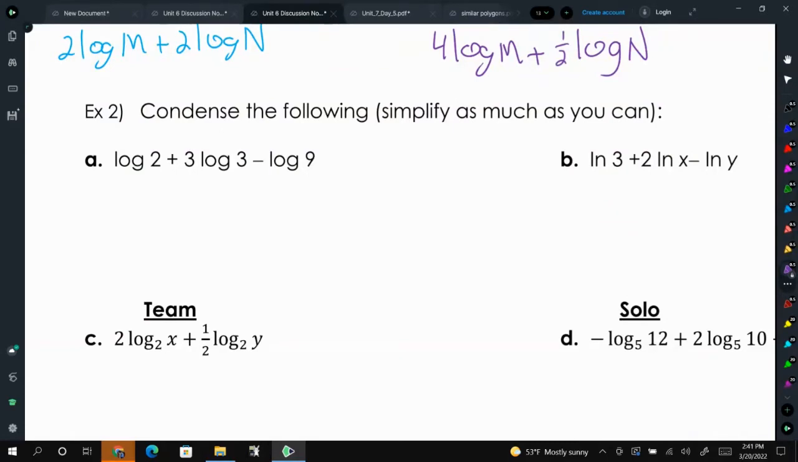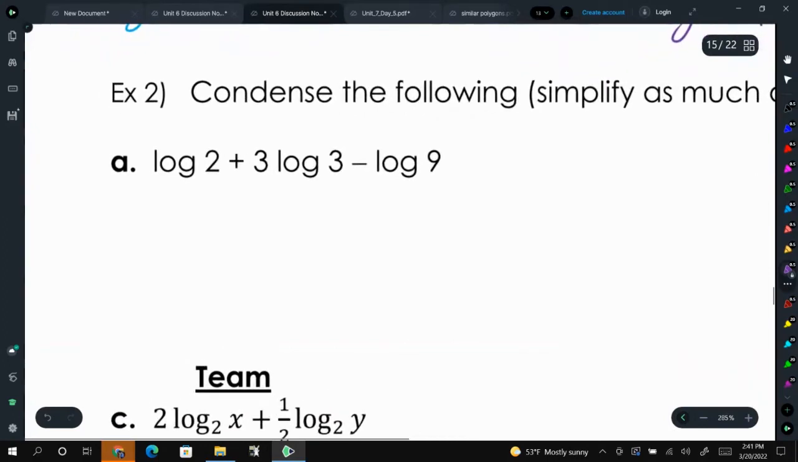So anytime that I see a subtraction sign, that other number will go in the denominator, and anything that's being added, those numbers will go in the numerator and be multiplied, and numbers in front, or coefficients, will become exponents. Now, with logs of actual numbers like letter A here, I know we can just type these into the calculator and evaluate it, but I want to get you guys practice simplifying them using these properties.